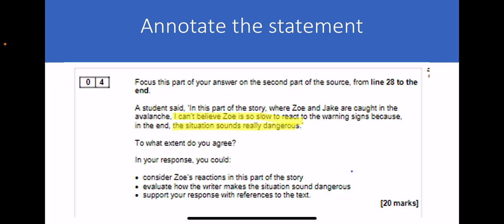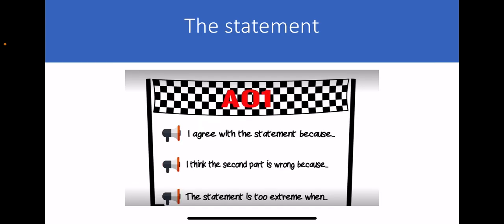So look for evidence where you can see that Zoe is slow to react, or where she isn't slow to react, or where the situation does sound really dangerous or where it doesn't sound really dangerous. You need to work between your extract and your exam paper. Make notes around the statement of how you feel about it. Think about whether you agree with the statement, whether it's the first part, the second part, or whether you think that any parts of it are wrong, or if you think the statement is too extreme. That is absolutely fine as well.